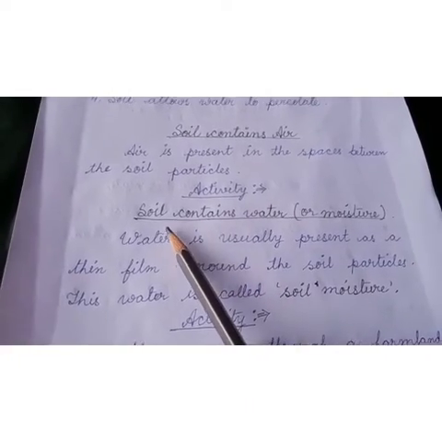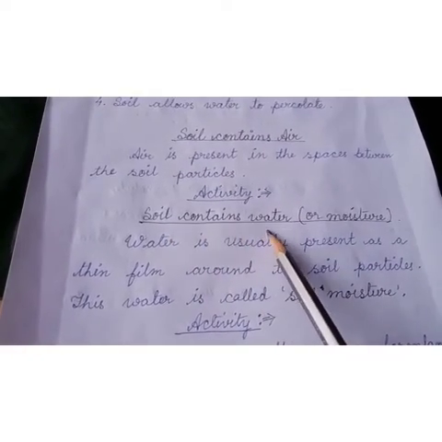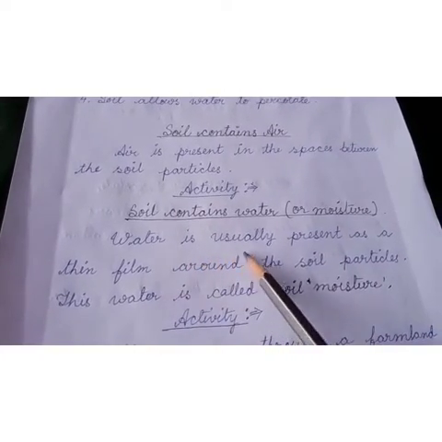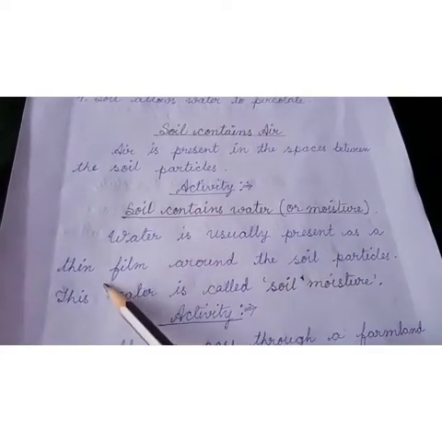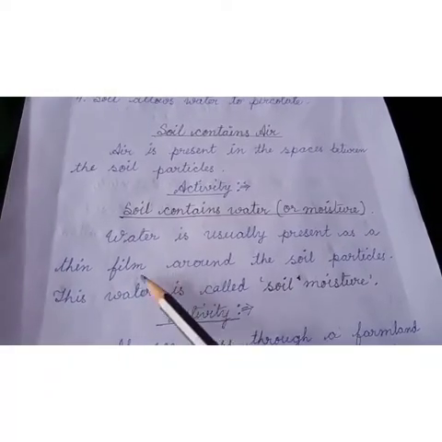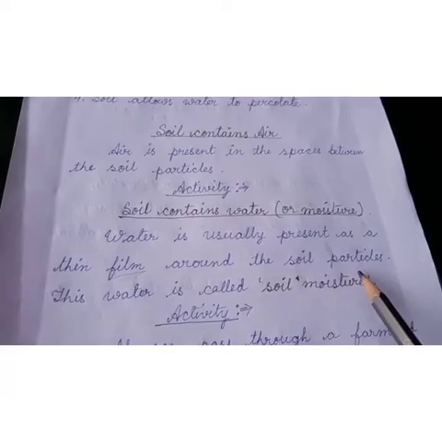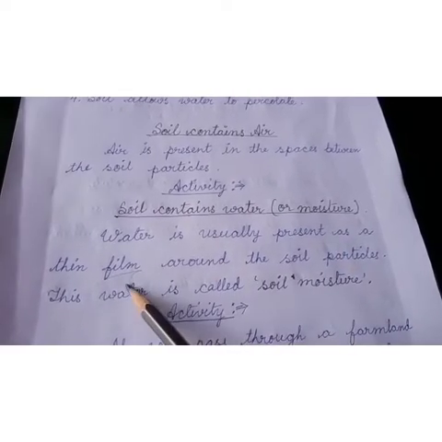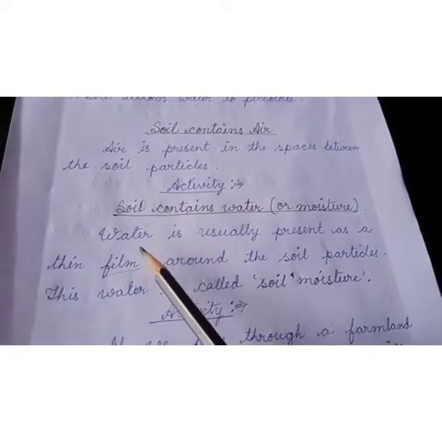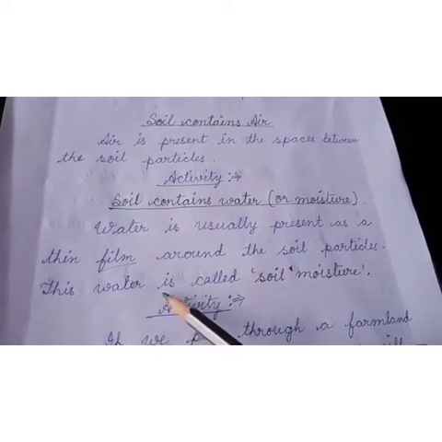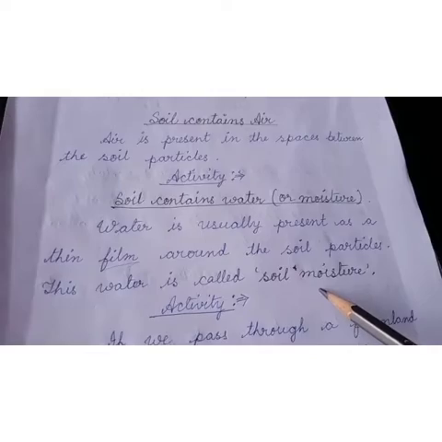Next property is soil contains water or moisture. Water is usually present as a thin film. Thin film means thin layer around the soil particles. A thin film or layer of water is present around the soil particles. This water is called soil moisture.